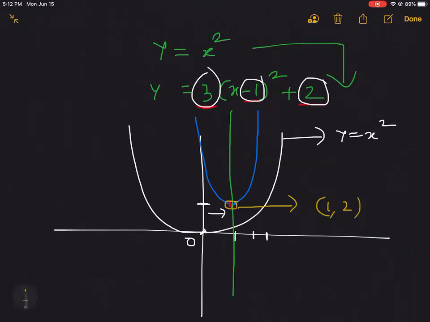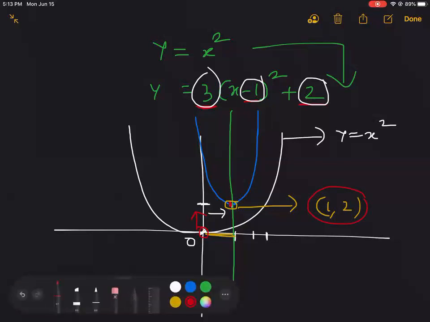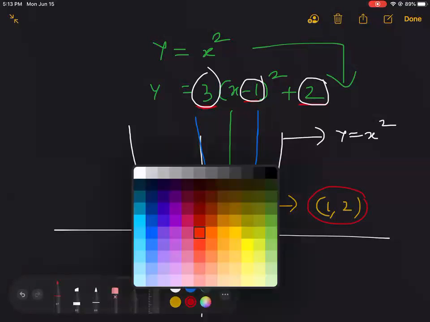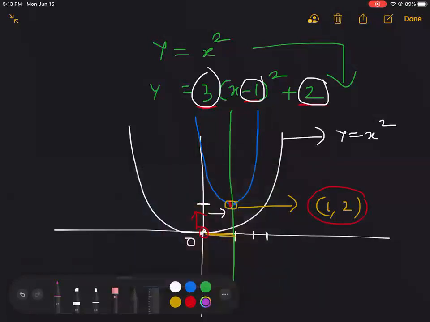Because clearly we have moved to our right by 1 unit, and we have moved up by 2 units. So this point, previously it was 0, 0, the vertex, right? But now instead it should be 1, 2. That's pretty obvious, right? And our vertical line which goes through the vertex is actually x equals 1.